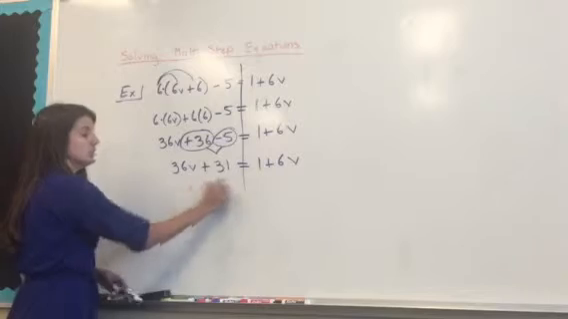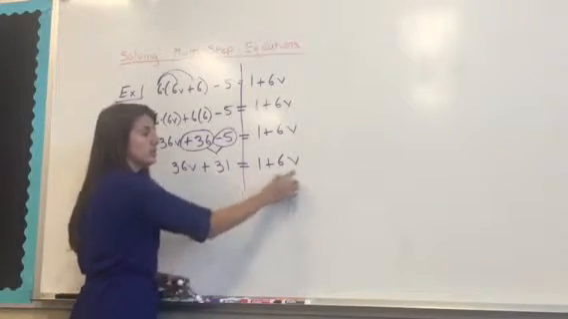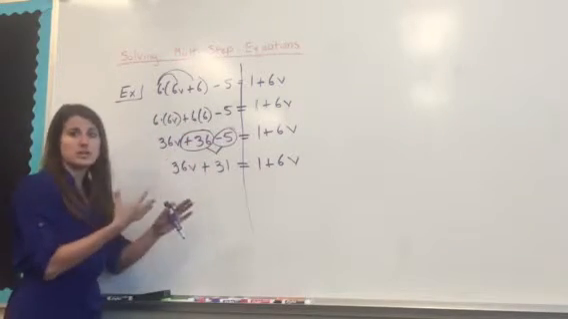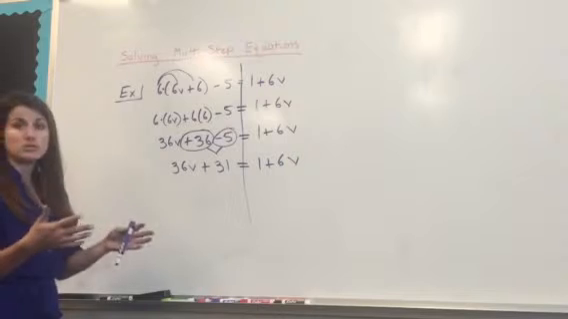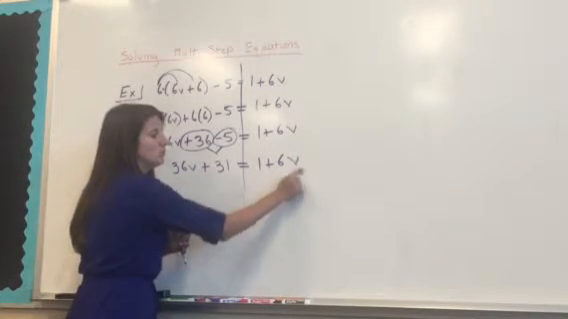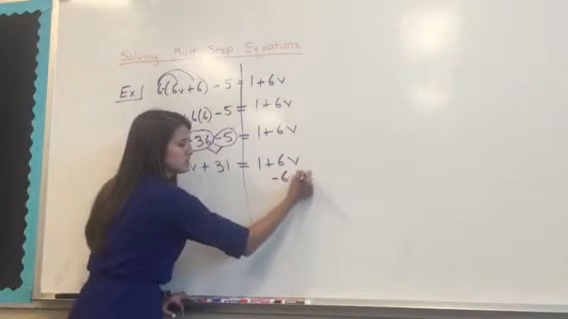Now, you can't combine these because this one has a variable and this one doesn't. Same thing over here. So once you get to this point, you got to get all your variables to the same side. So I would move the smaller one. So in this case, I have 36v and 6v. So I'm going to move the positive 6v. So the opposite is going to be minus 6v.